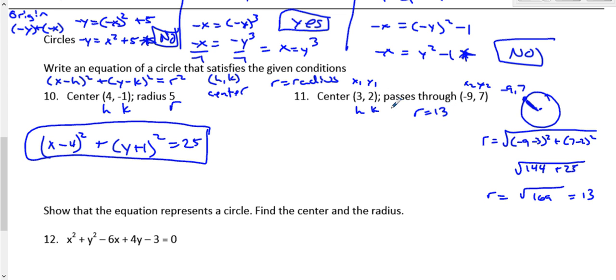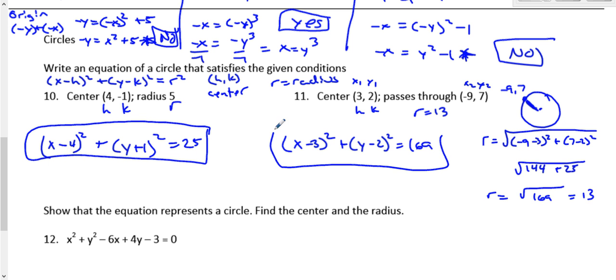Now I have h and k from the beginning of the problem. Now I can just write my equation. So x minus the 3 squared, y minus the 2 squared equals our radius squared. So 13 squared is just that 169. And there's our equation of that circle.